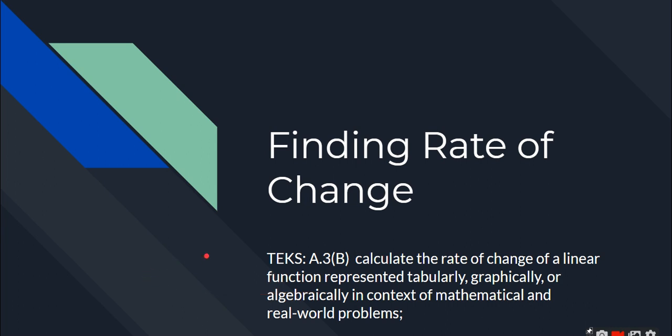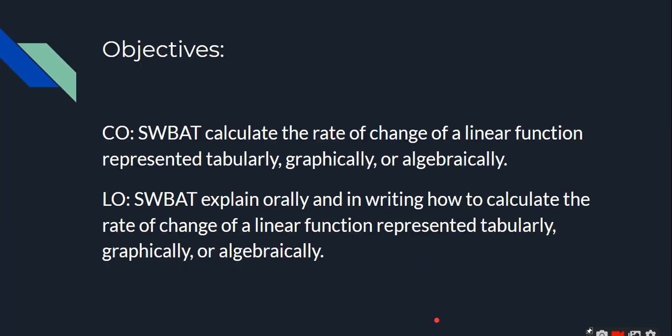Alright, everybody. Hi, it's Mr. Martinez, the other Mr. Martinez, and today we're going to be working on how to find the rate of change. And here you see the TEKS right here. It's TEKS A.3b. If you want, you can take the time to pause it to take a better look at it. We're going to be moving on from here.